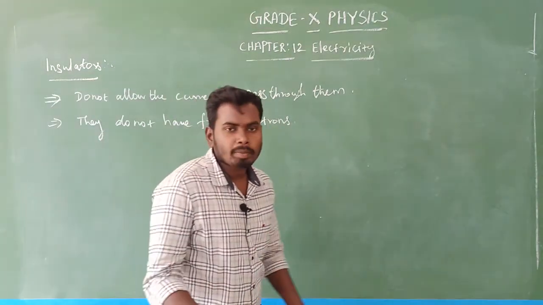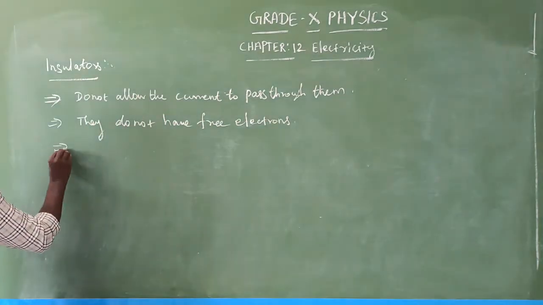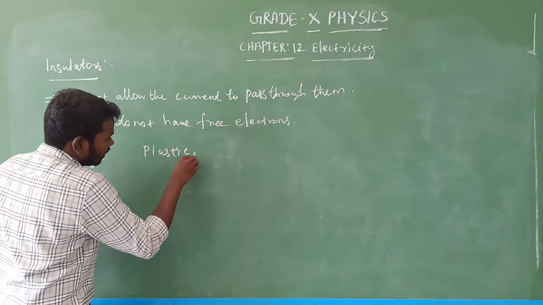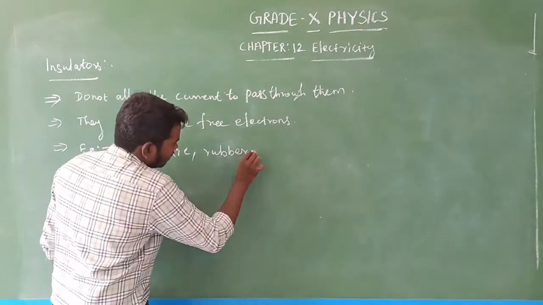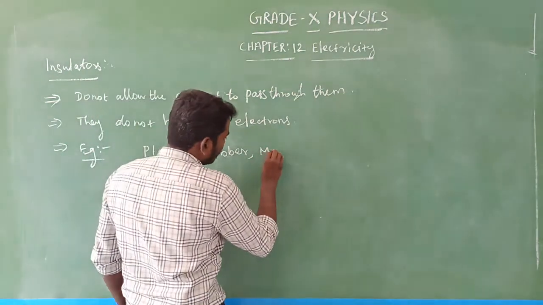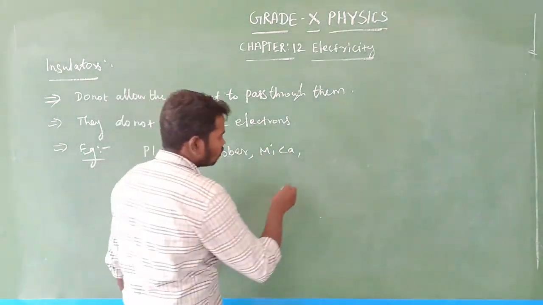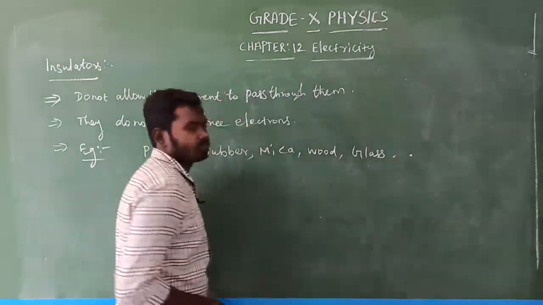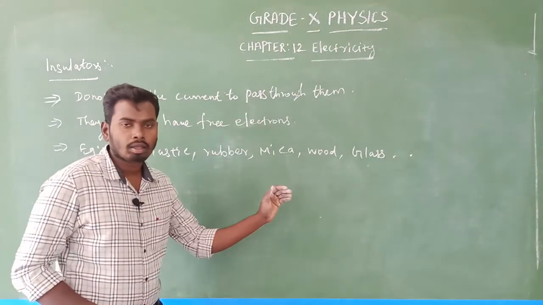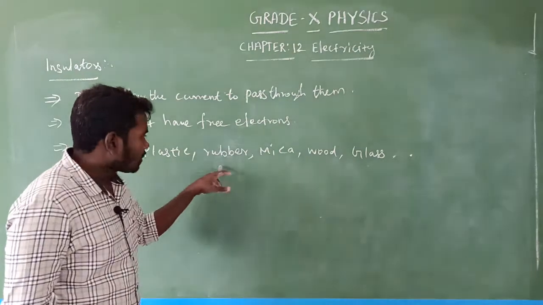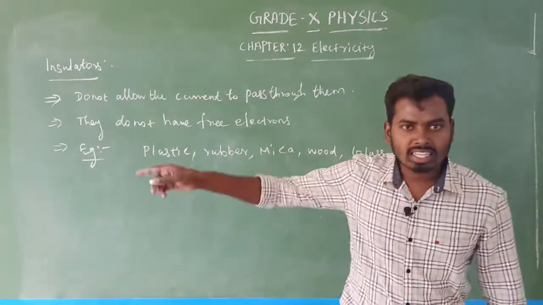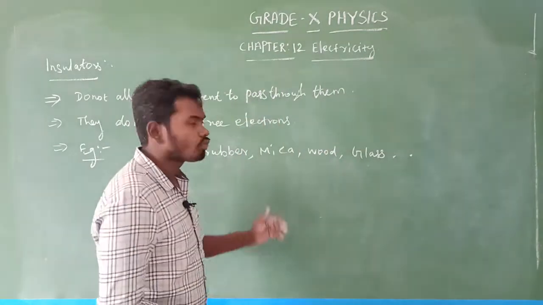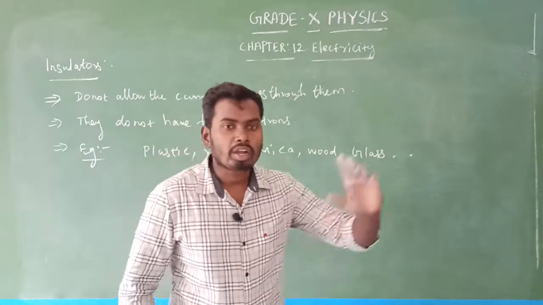Say some examples for insulators, sir. Yes, plastic is one of the insulators, rubber is one of the insulators, mica, wood, glass, etcetera. So these are all examples of insulators. Plastic, rubber, mica, wood, glass don't have free electrons like a conductor. Conductors have lots of free electrons, whereas insulators don't. That is the reason why they do not conduct the current.